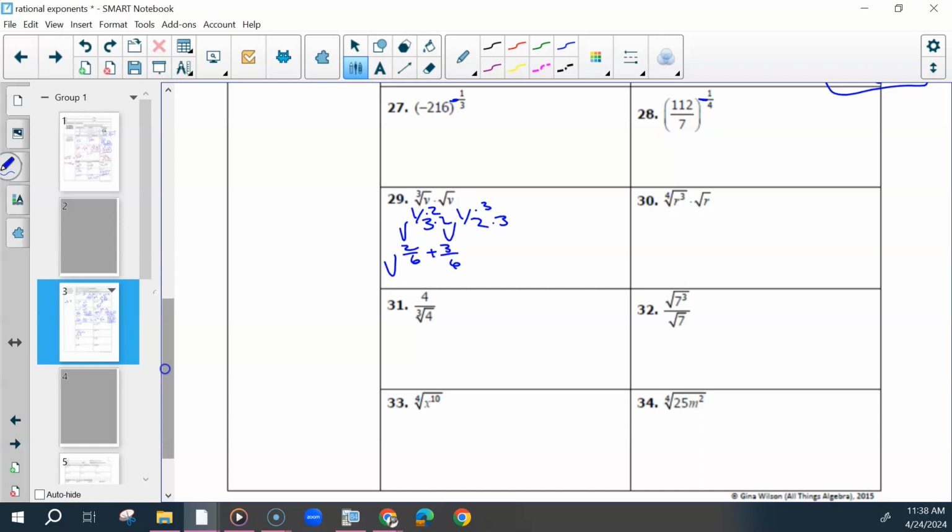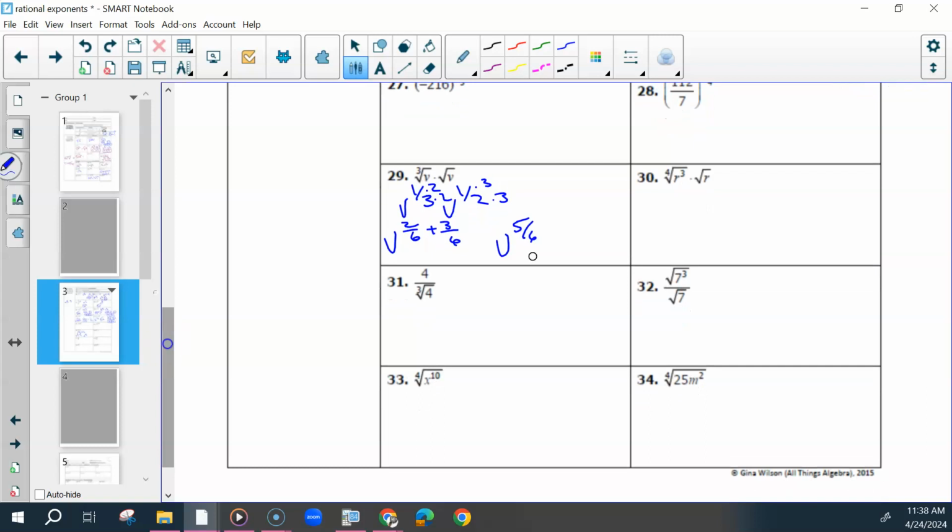So our new exponent would be b to the 5/6. Multiply just these, but you're multiplying like bases, so you have to add the exponents. You would only multiply if they were raising a power to a power.